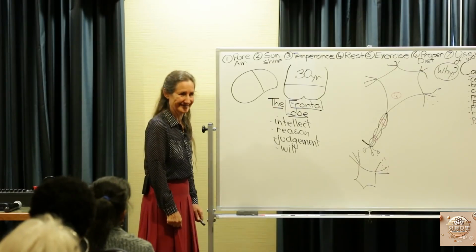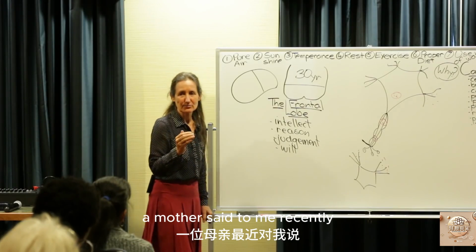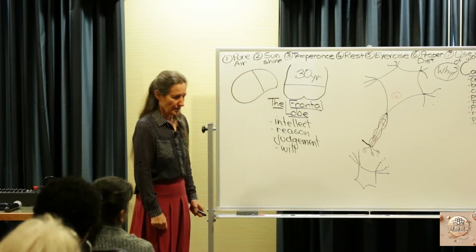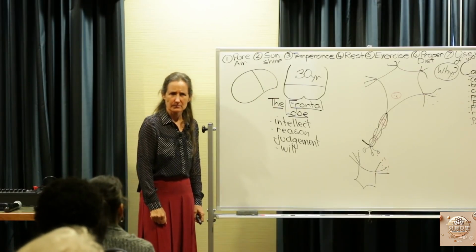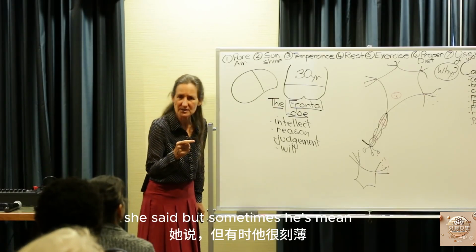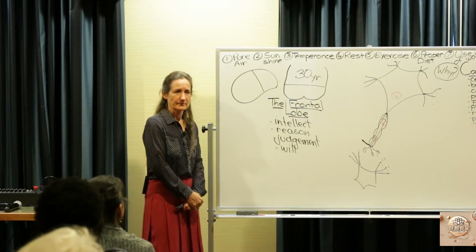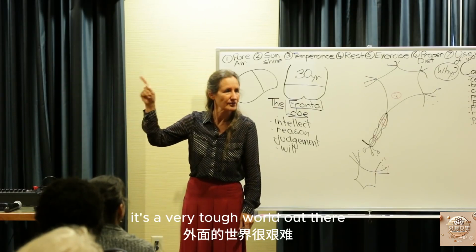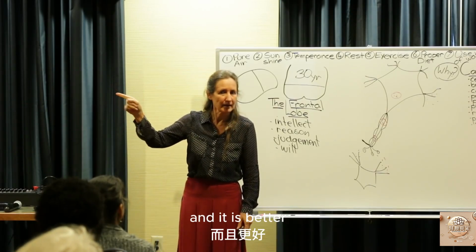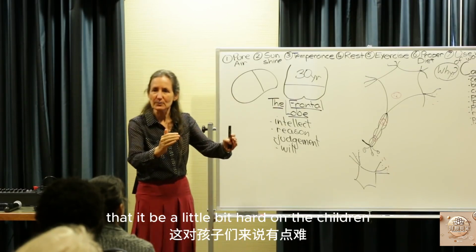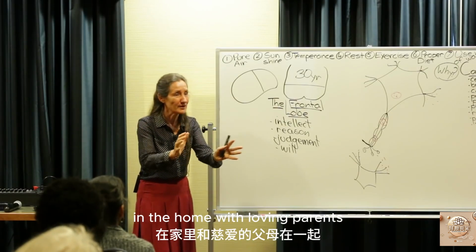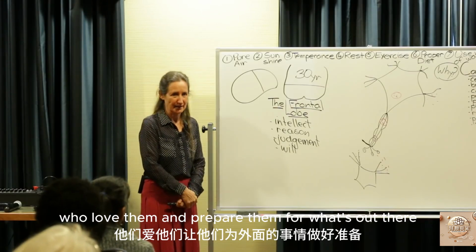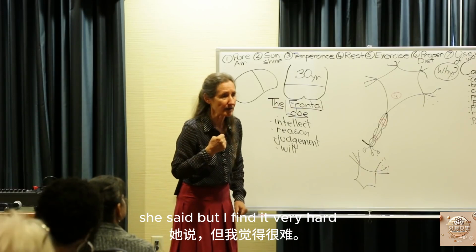There's rules. A mother said to me recently, "My husband's very, very hard on my children." I said, "Good." She said, "But sometimes he's mean." I said, "Good." She looked at me and I said, "You know, it's a tough world out there. It's a very tough world out there. And it is better that it be a little bit hard on the children in the home with loving parents who love them and prepare them for what's out there." She said, "But I find it very hard." I said, "I know you do."